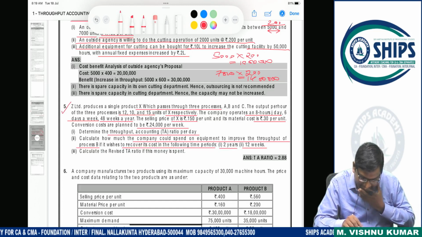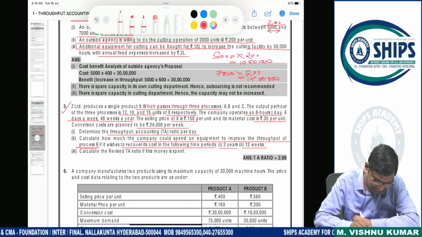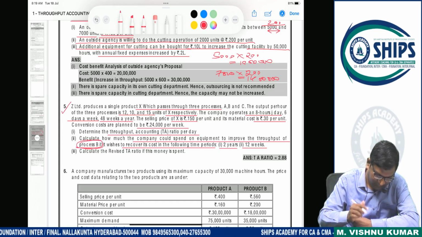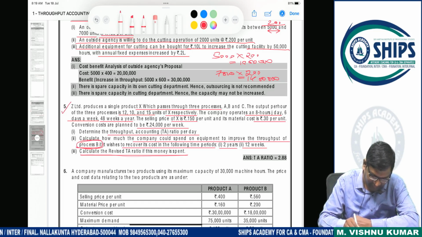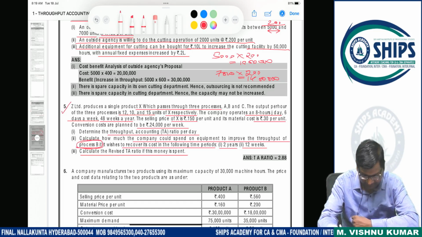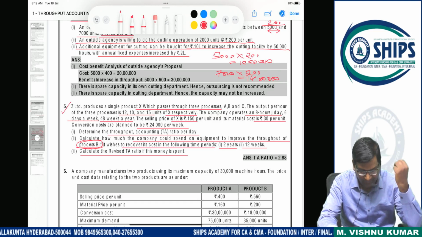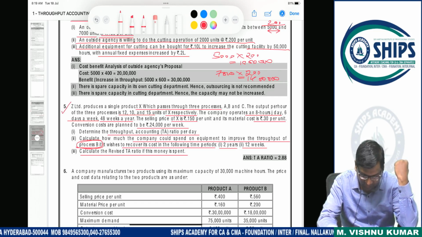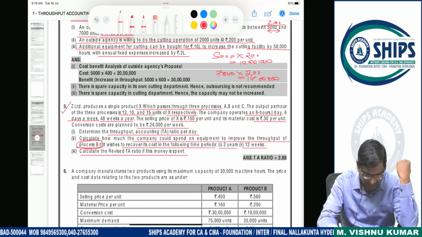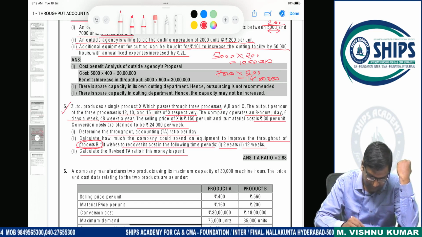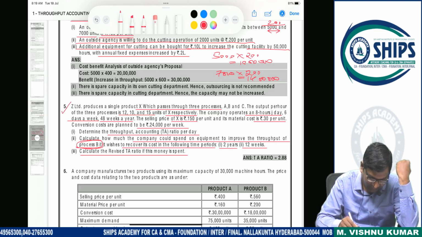So in B they are interested. Again, calculate the revised throughput accounting ratio if the money is spent. This is also a very good question, and simple also. First, we have to calculate the throughput contribution per day.